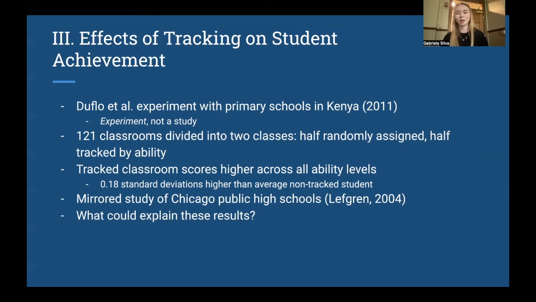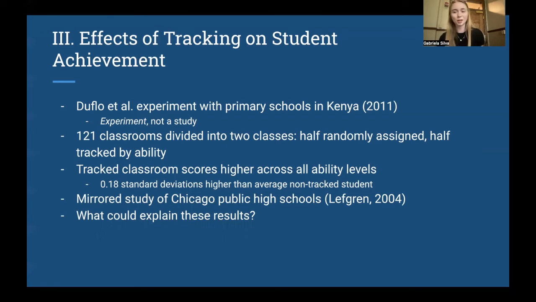They actually had a number of primary schools that they were splitting from one class into two, half of which was randomized and half of which was tracking. And the research was overwhelmingly in favor of the tracked classes having higher scores among all levels. So in the higher level class and the lower level class, there were statistically significant higher results in academic achievement. And it also mirrors studies that have been conducted at the high school level in the United States as well.